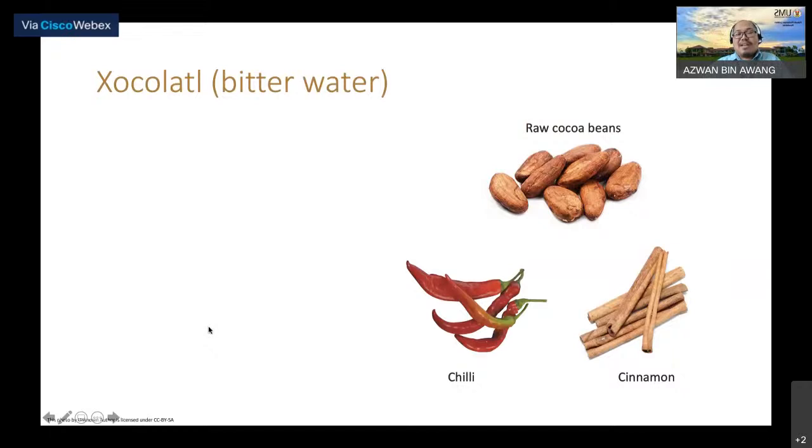All right. Many of us know chocolate. We eat chocolate, but way back in those days, chocolate was consumed as a drink. They called it xocolatl, meaning bitter water. So you have your raw cocoa beans, of course a dried one. The Mayan people mixed the raw cocoa beans with chili, cinnamon, and some spices and herbs. They mixed it together with water, made it into a froth and drank it. They liked it, very invigorating, right?